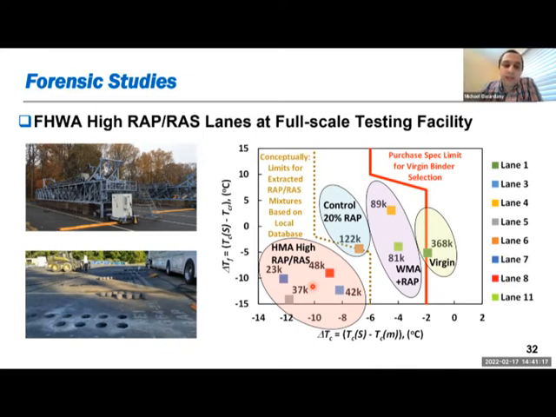What we propose here is that maybe this same framework, of course, we will have to come up with new thresholds, but the same framework could be applied on forensic studies with high RAP and RAS, or it could actually be used in designing high RAP and RAS mixtures, or even 100% recycled material could be designed by looking into the failure parameters of the binder and the rheological parameters altogether.